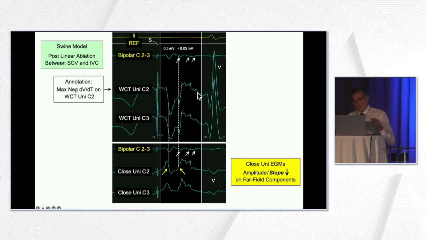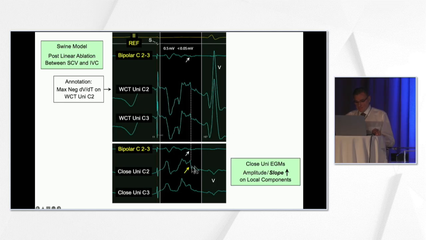What about this little one that I wondered about out here? You can see the slope here is also less. And in fact, the polarity is normalized and made correct here. It's flipped here. So the key is the close unipolar electrograms reduce the slope of the far field. Interestingly, they accentuate or steepen the slope of the local components.